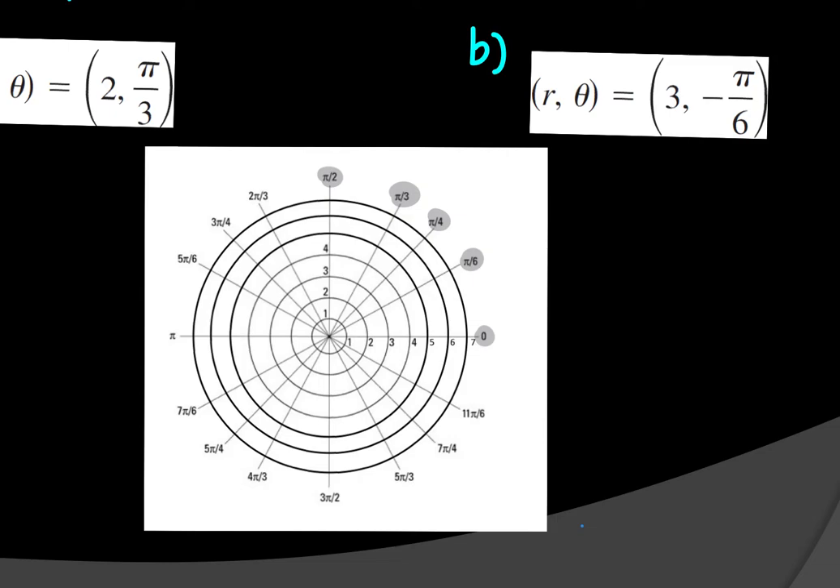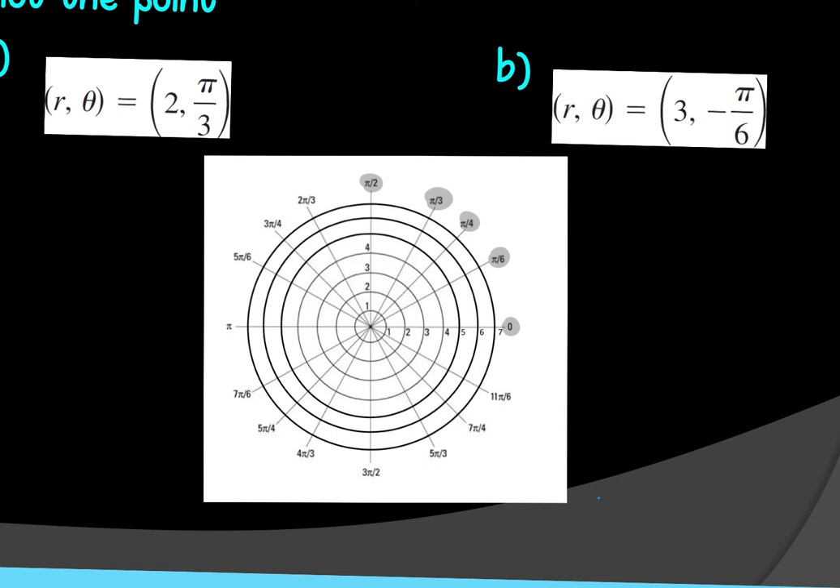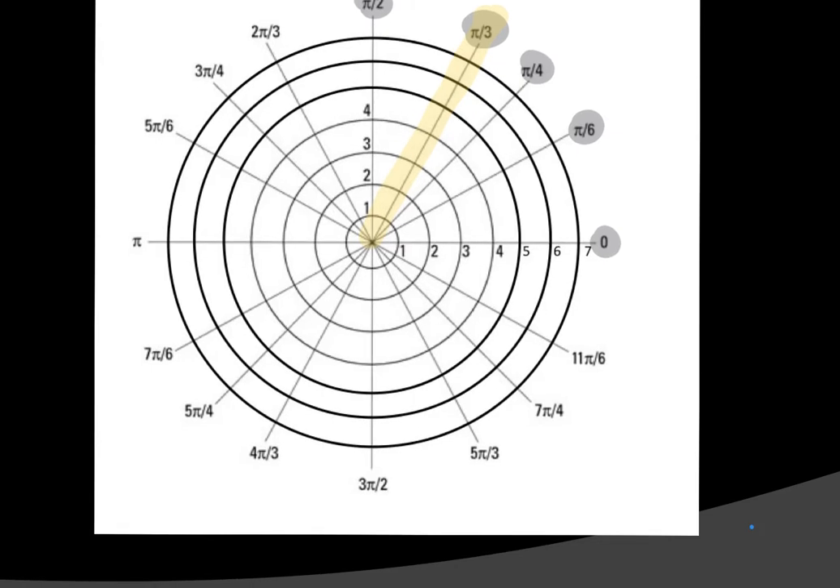If I just look at A, it says plot the point 2, pi over 3. Instead of starting with the 2, I start with the pi over 3. So you want to locate where pi over 3 is, and pi over 3 is this angle here, okay? And then you go out to the radius of 2 and you plot a point. It is a coordinate point, just a point, not a line.